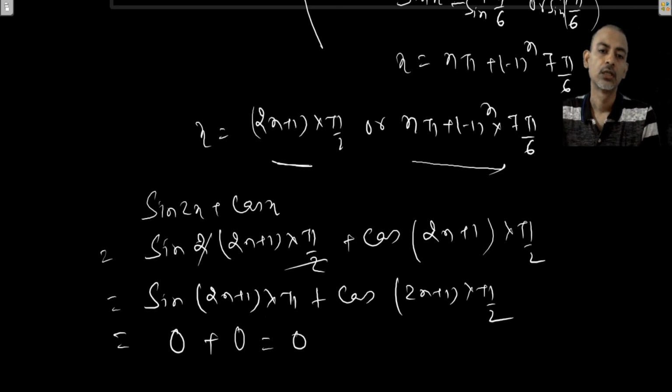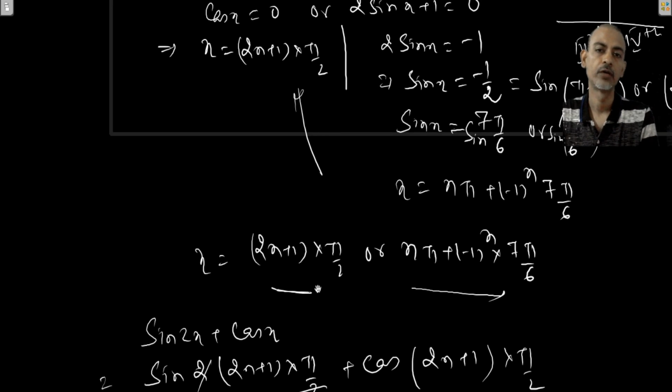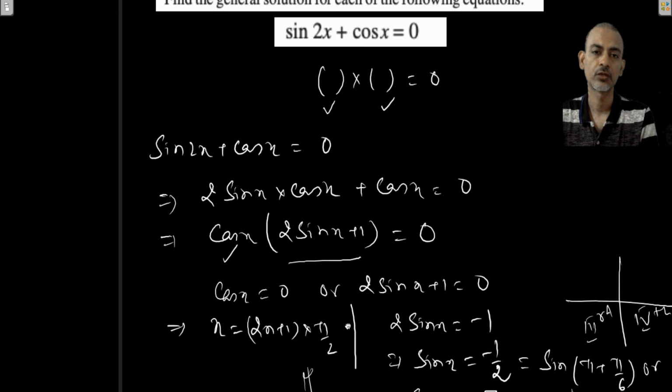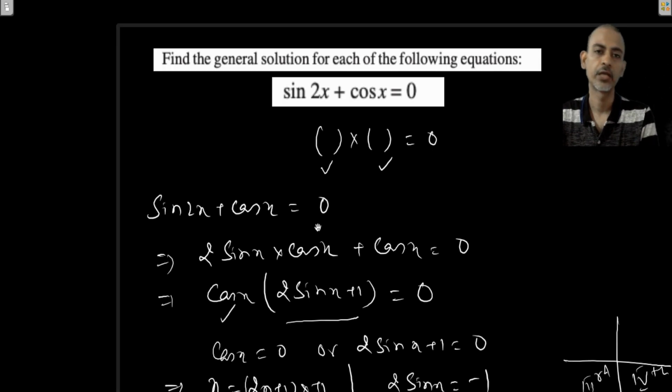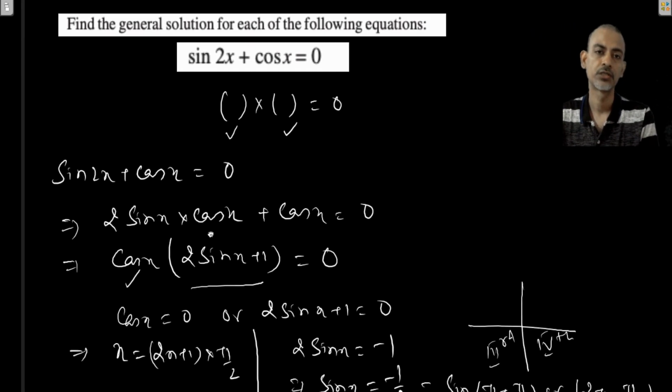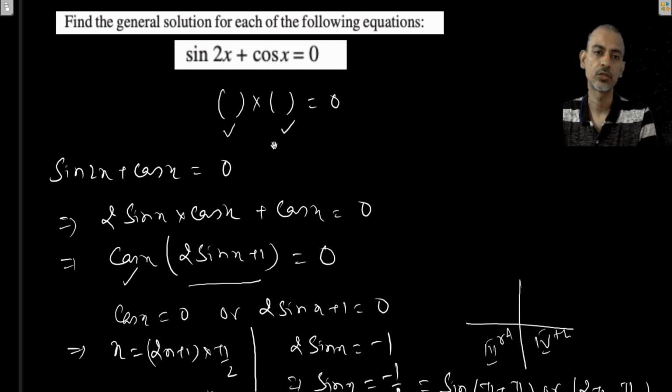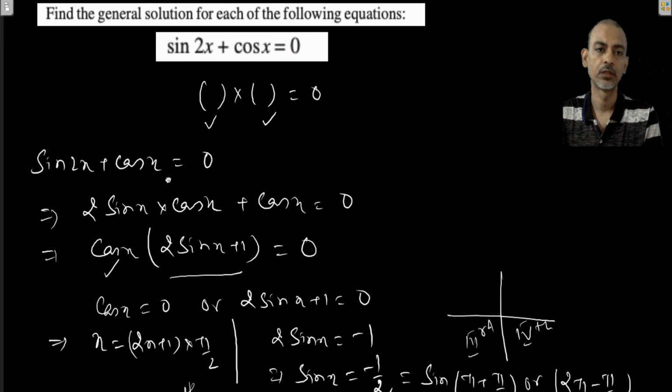So this is what we do when we are trying to find the general solution of an equation. We try working with this system wherein you reduce the expression to a product of two terms and then get the values. Alright, hope everything is clear.